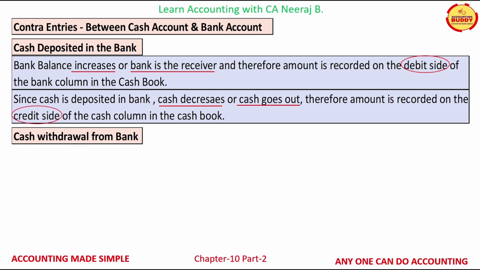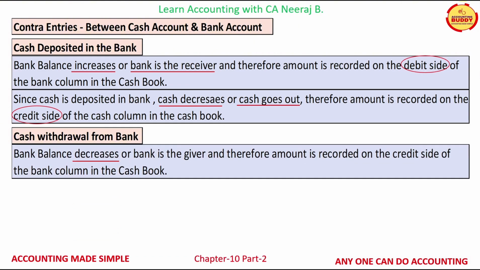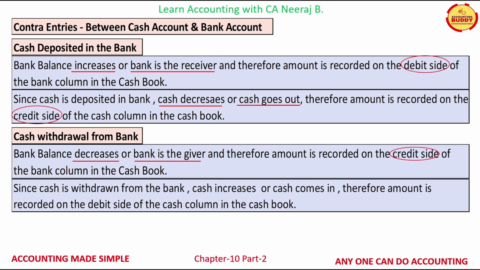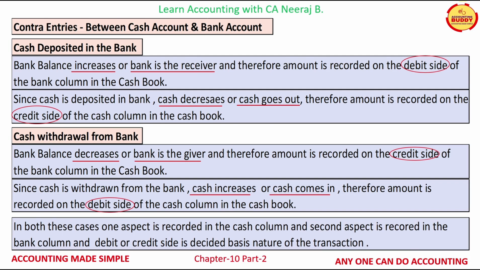When cash is withdrawn from the bank, bank balance decreases or bank is the giver and therefore the amount is recorded on the credit side of the bank column in the cash book. Since cash is withdrawn from the bank, cash increases or cash comes in. Therefore, amount is recorded on the debit side of the cash column in the cash book. In both these cases, one aspect is recorded in the cash column and the second aspect is recorded in the bank column, and the debit or credit is decided basis the nature of the transaction.